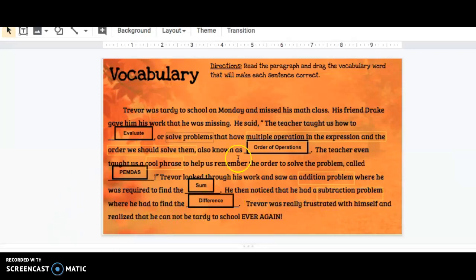Okay, so that's vocab. So hopefully you were able to put the words in the correct areas and identify the context clues that helped you determine what words went where. Okay, so if you have any questions, please let me know. I'll be glad to help you.